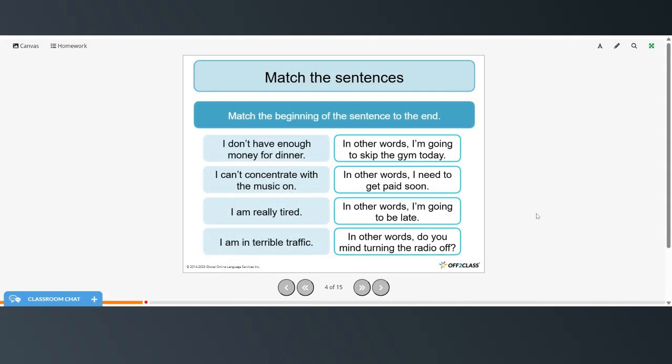So now, match the beginning of the sentence to the end. You can pause the video, try this on your own, and then restart when you're ready to check your answers. I don't have enough money for dinner. In other words, I need to get paid soon. I can't concentrate with the music on. In other words, do you mind turning the radio off?